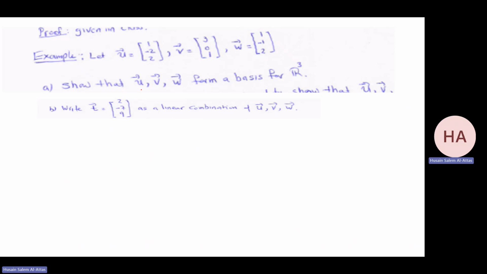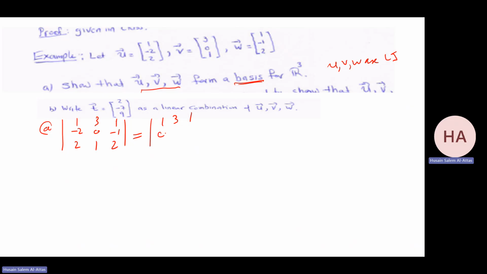Show that they form a basis. How to show that they form a basis? I need to check they are linearly independent. Since there are 3, I need only check they are linearly independent. If they are linearly independent and there are 3 in R3, then they form a basis. How to check they are linearly independent? I'll do this. 3, 0, 1, 1, minus 1, 2. Do the determinant. The answer should be non-zero.